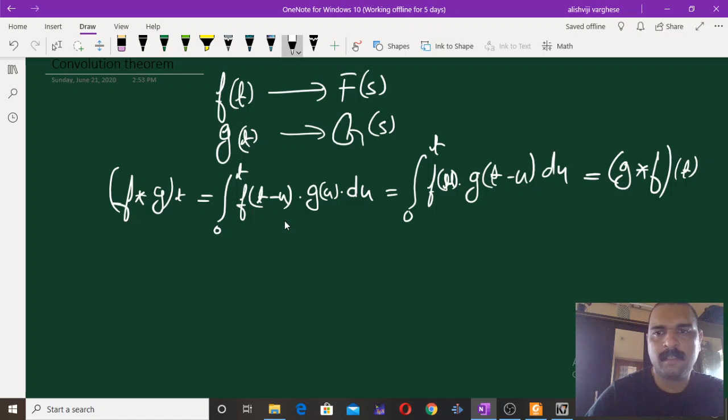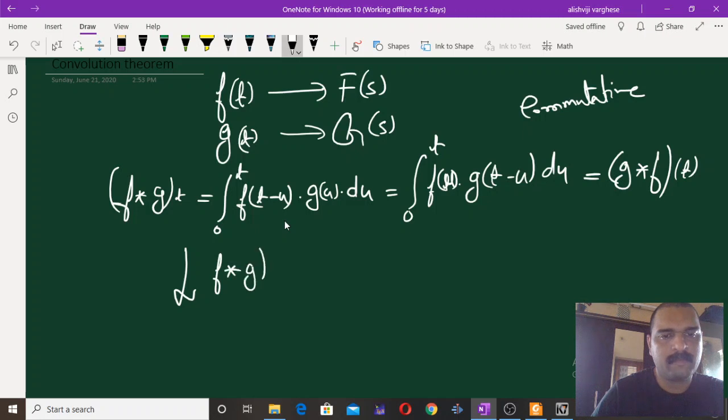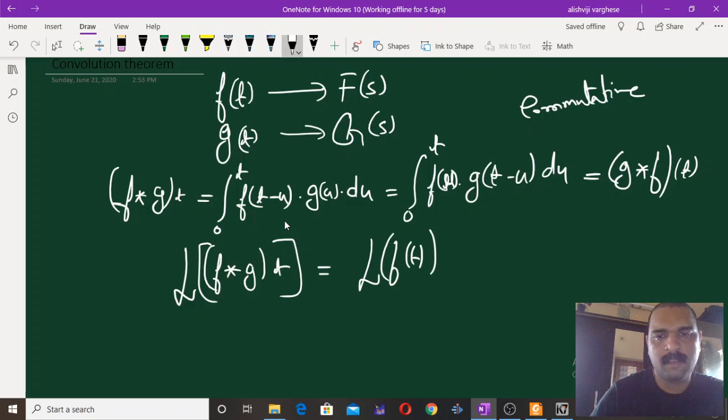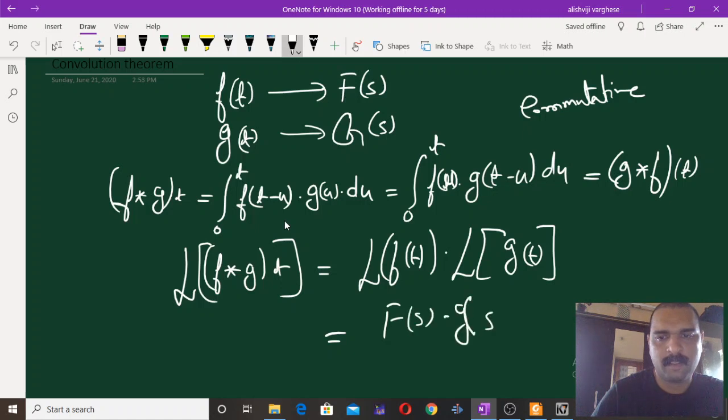So it is a commutative operation of two functions. Now, how is it related to the Laplace transform? If you calculate the Laplace transform of the convolution of two functions, then it is nothing but the product of the Laplace transforms of the two functions. Or, in other words, this is equal to F of s into capital G of s.